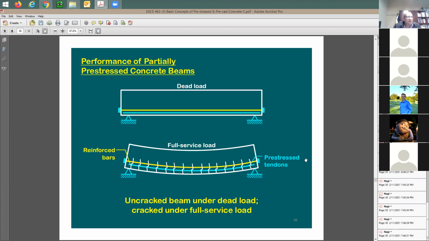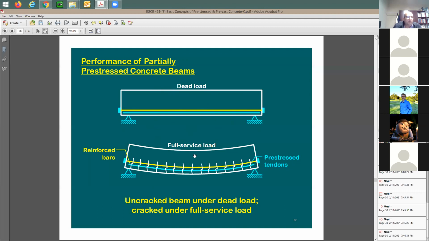All right. We have these partially pre-stressed concrete beams. And in this case, we're going to put some conventional reinforcing with the cable. So the pre-stressed tendons or cables is going to be this yellow line, and the conventional reinforcement, the reinforcing bars, is going to be these light blue lines. When you do your design here, you do it so that when you put the dead load, the beam is going to be flat.